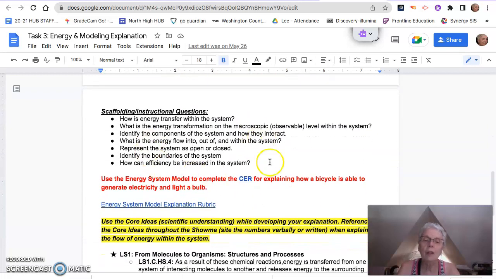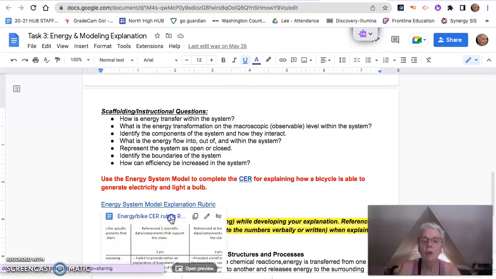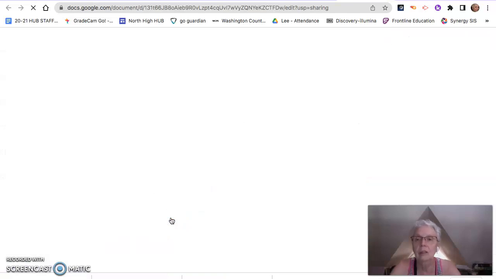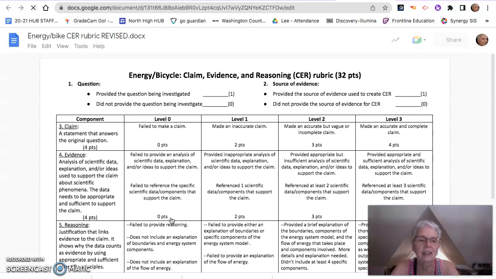Here are some questions you'll want to answer within your CER. Make sure that you are taking care of that. Here is the template again. Here is the rubric of how I'm going to grade you. So let's look at this rubric. I'll give it a second here.